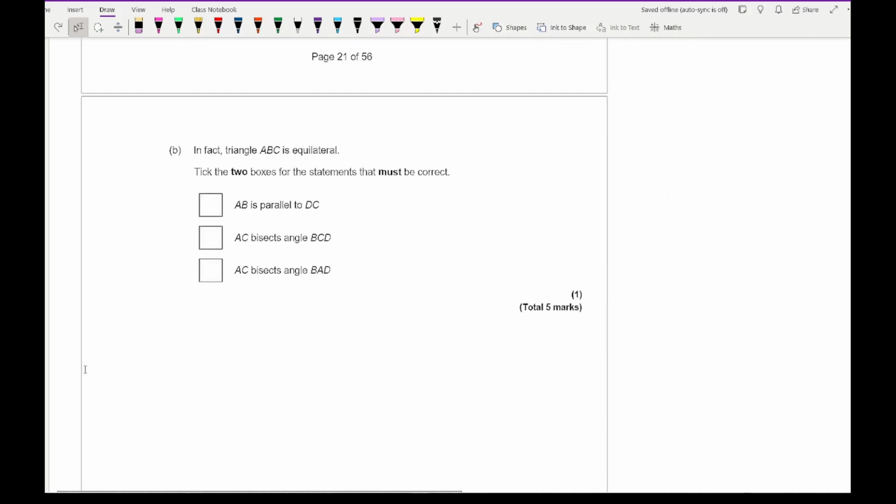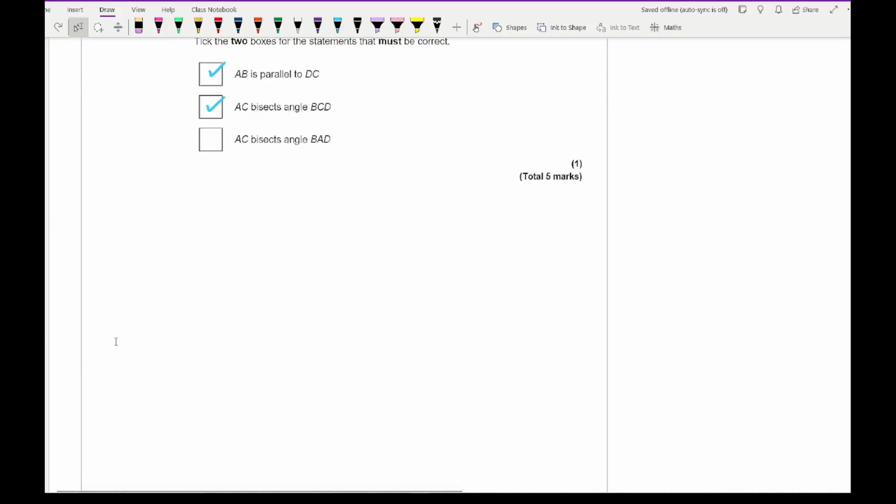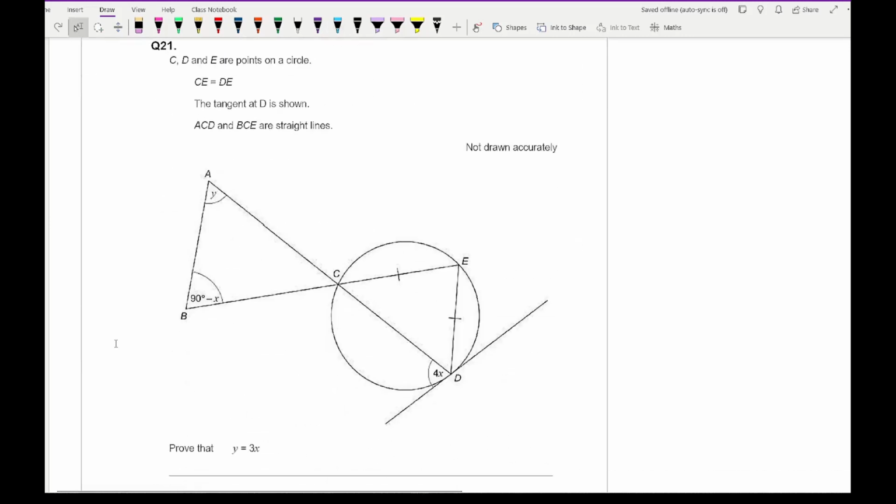So moving on to B, it says in fact ABC is equilateral rather. Tick the two boxes for the statement that must be correct. Now the two that you must tick are going to be the first two. So AB is parallel to DC, which we've proved, and AC bisects the angle BCD. Moving on to question 21, let me just zoom out a little bit.